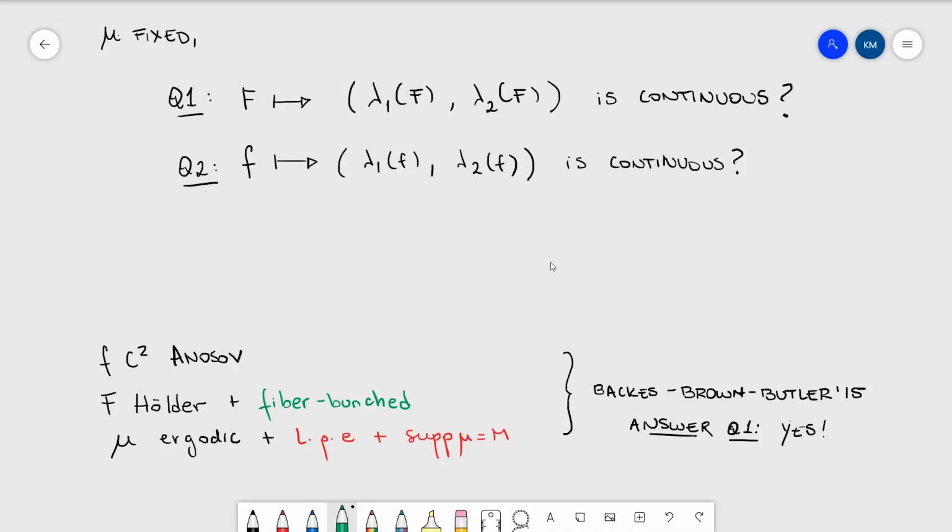This condition here, fiber bunched, I explained to you why it's useful. These red conditions here are here because in a moment during the proof, you need to do some Hopf argument. You have some property in one point, and you need to take that same property to every other point in your manifold. You achieve that by having full support and having local product structure of your measure.